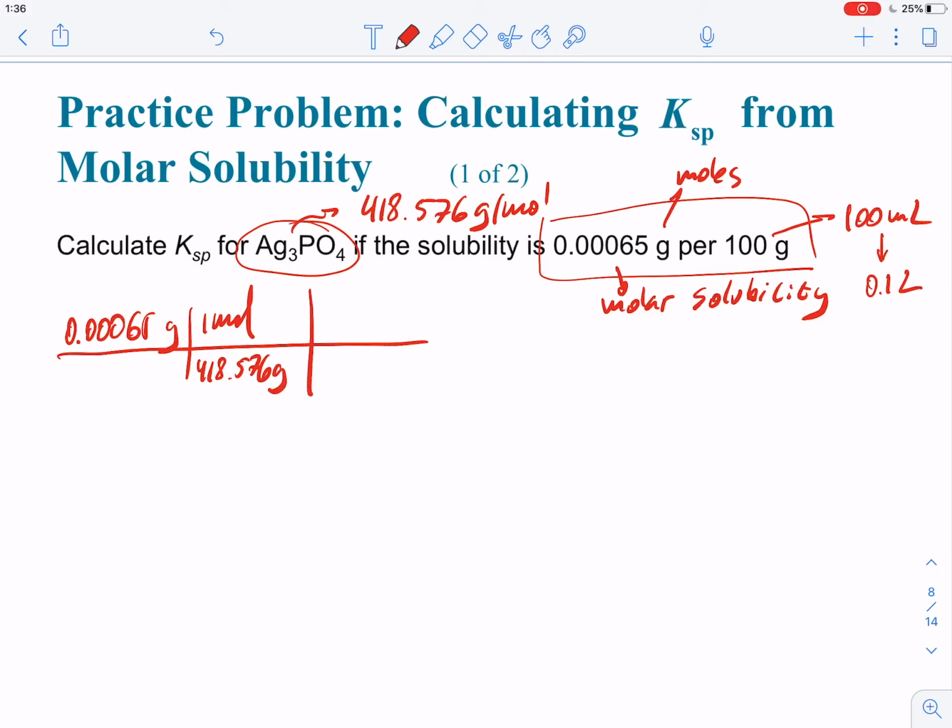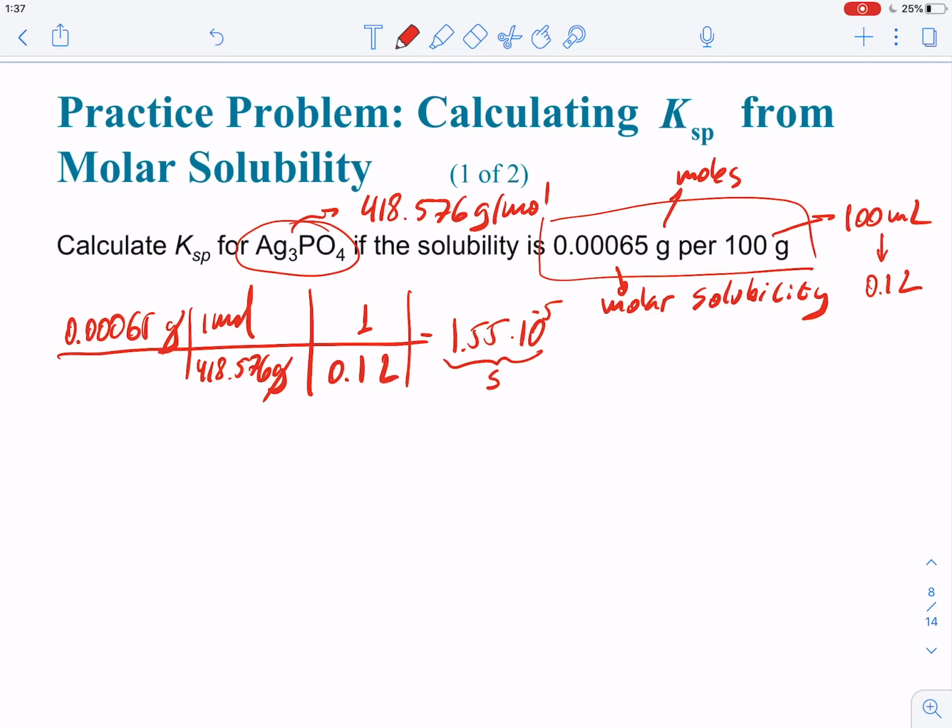And since at this point you have moles, the last step involves dividing by the volume. So this last step is doing exactly that. We end up here with 1.55 times 10 to the negative 5. Now this number here is S. That is the solubility, the molar solubility that we are going to use in the calculation.